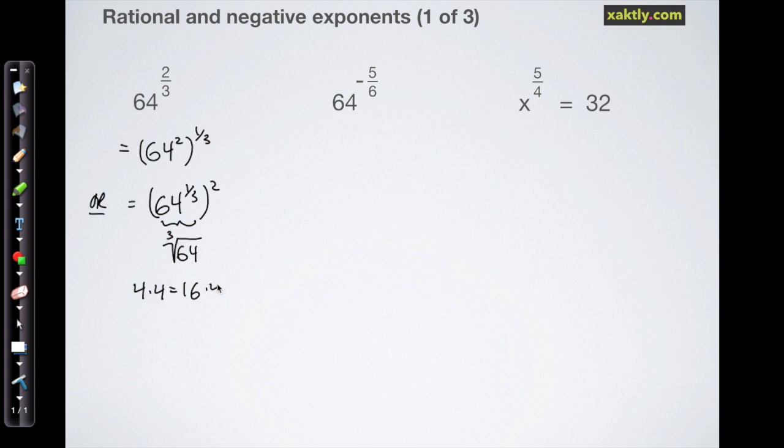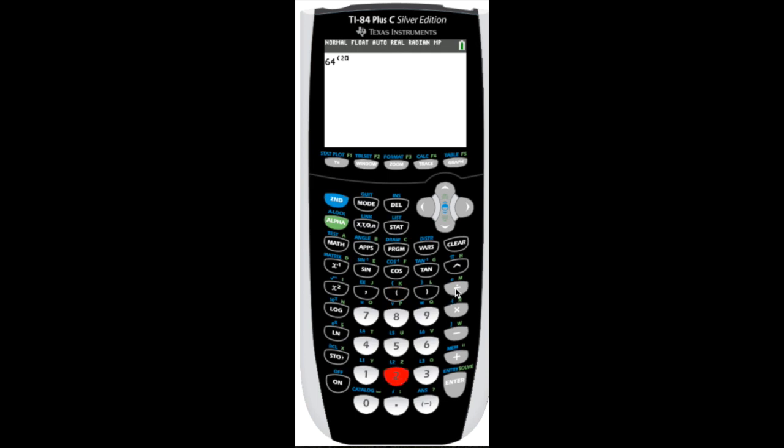4 times 4 is 16, and 16 times 4 is 64, so that's 4 cubed. So the cube root of 64 is going to be 4. So we can just write this as 4 squared, which is 16. Now if you want to verify this, you can just go to your calculator and enter 64 to the 2/3 power, and you can see that the answer is 16.